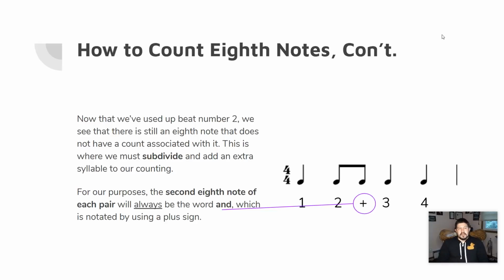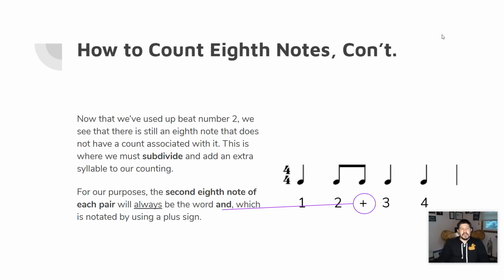Now that we've used up beat number 2, we can see that there is still an eighth note that does not have a count associated with it. And this is where we have to use that word subdivide to add an extra syllable to our counting in order to create that second shorter sound for the eighth note.